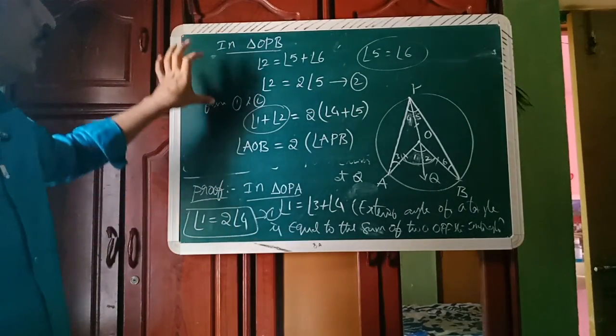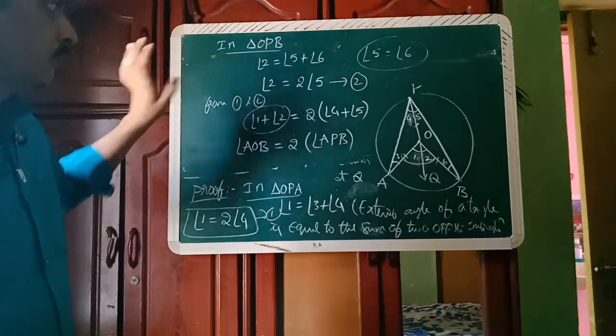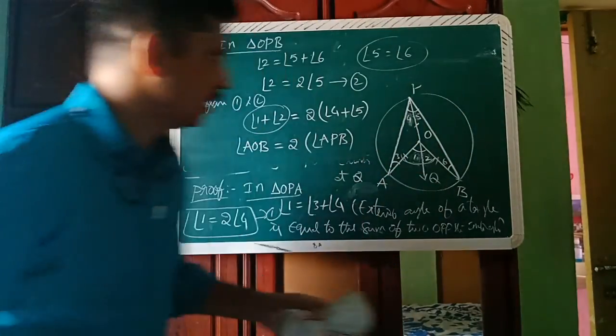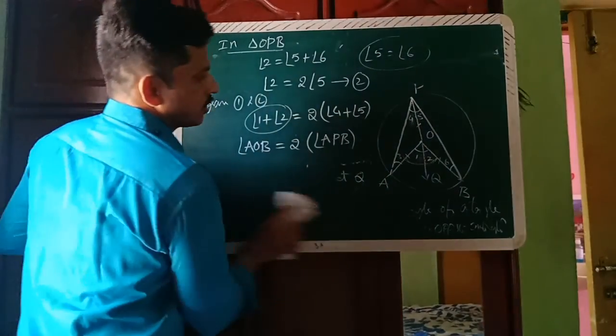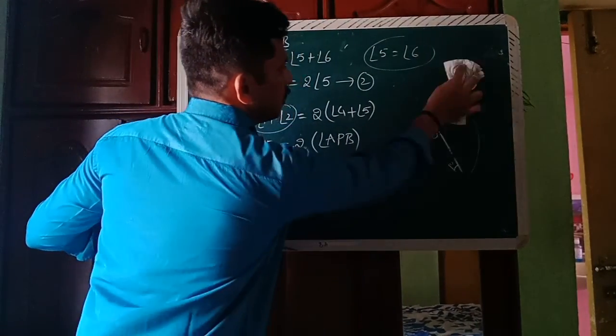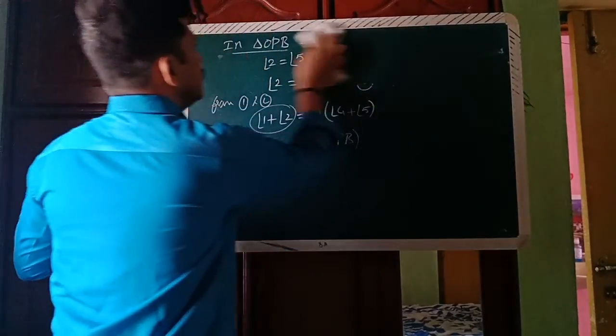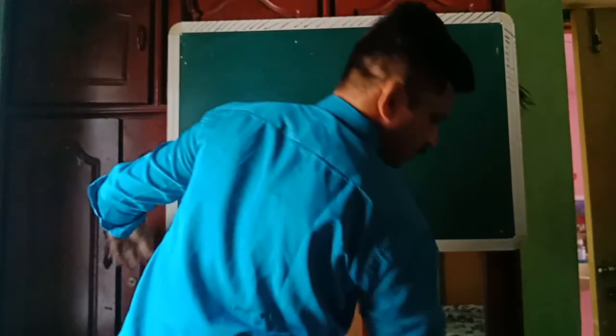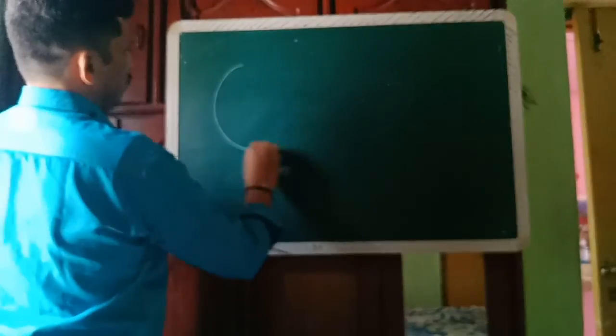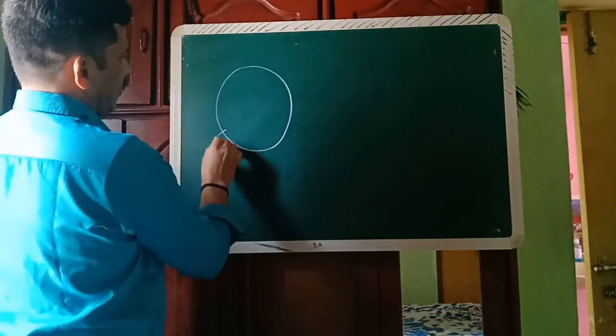This is a very, very important theorem. If you learn this theorem, you will solve the remaining theorems also. In this theorem, I have 3 cases: one is minor, major, and semicircle. Suppose here I'll take a minor arc.